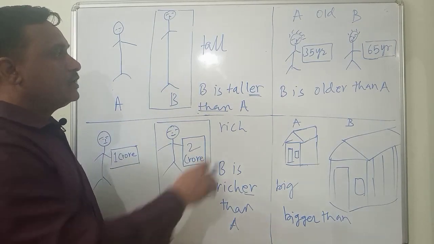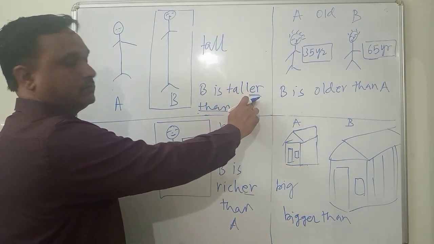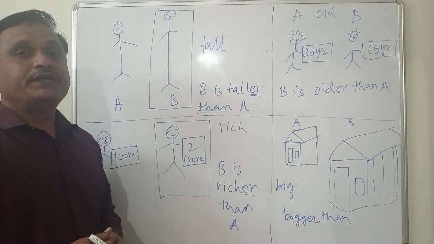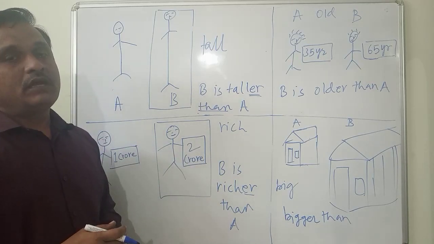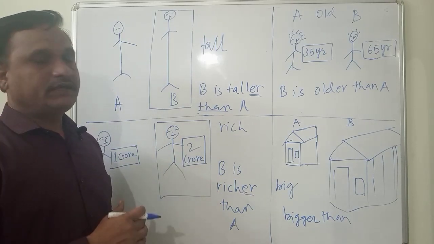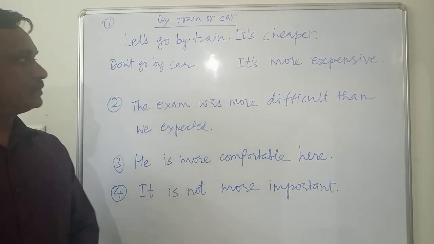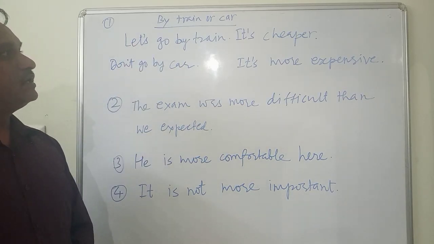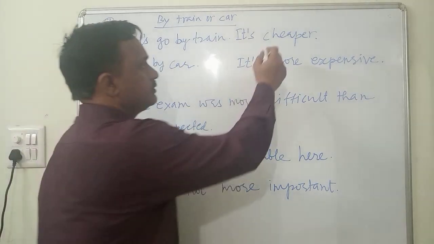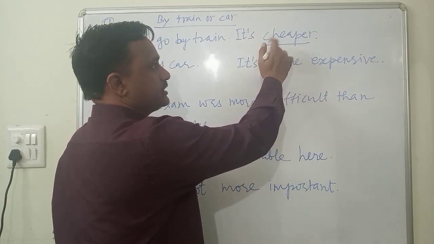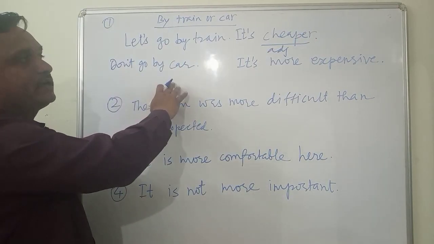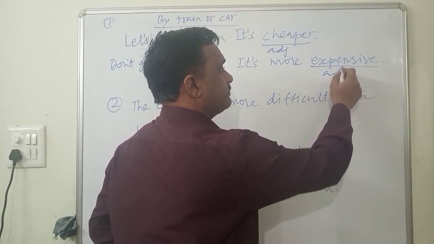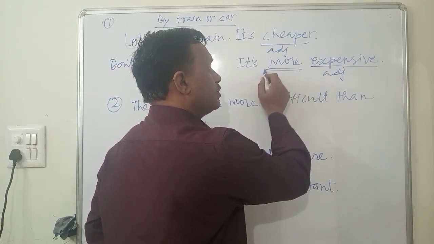But friends, not all the adjectives take ER. There are some adjectives which have some other form. Now let us see all such adjectives which don't take ER. How to go? By train or car? Let's go by train. It's cheaper. So here ER has come to this adjective. Now don't go by car. It is more expensive. Expensive is an adjective and it has come with this more.